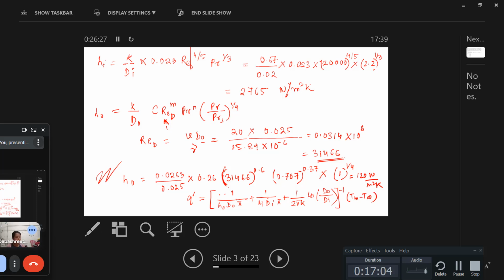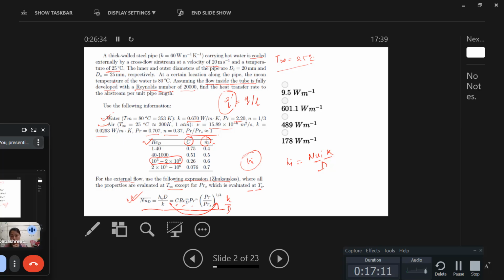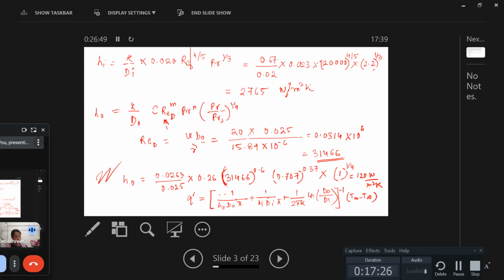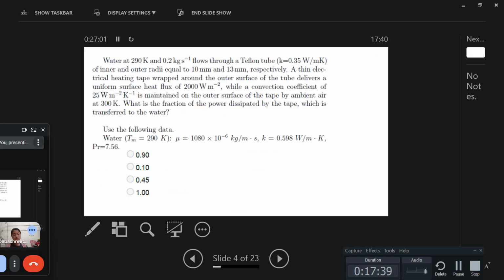So if we input all the values, Tm is also given, T infinite is also given, everything is given here. T infinite is around 25 and Tm is 80 degrees. It's written already. So if we substitute all these values, we'll get Q prime as 489 watt per meter. So we'll move on to the next question.